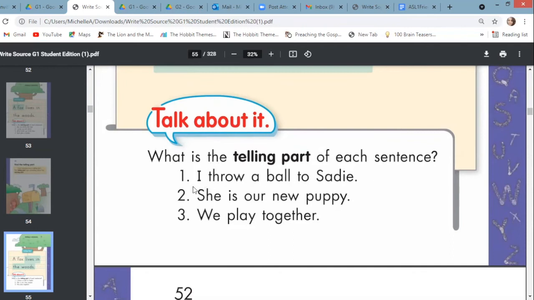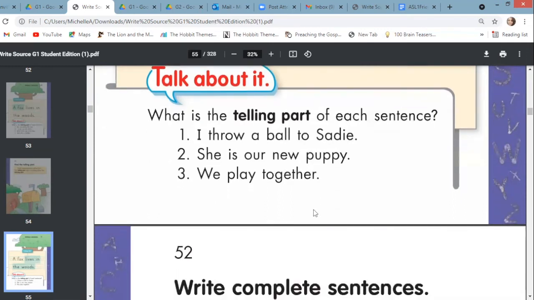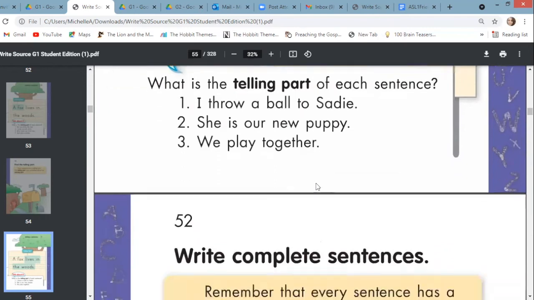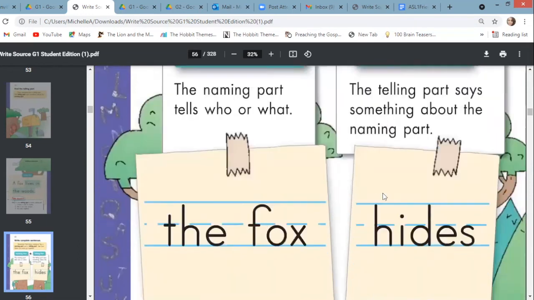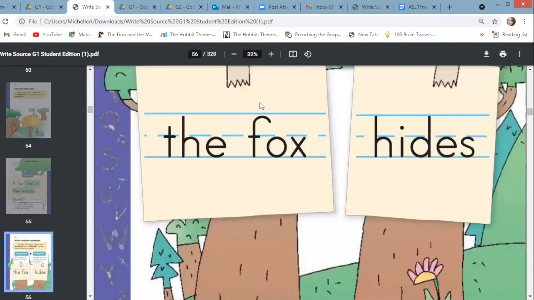What is the telling part in this section? I throw a ball to Sadie. Throw. She is our new puppy. New. Just remember it's a telling, okay? And we play together. Play. That's right. Very good. So, again, the naming part tells who or what. Always remember that. And the telling part says something about the naming part. Okay? All right. Any questions about that?